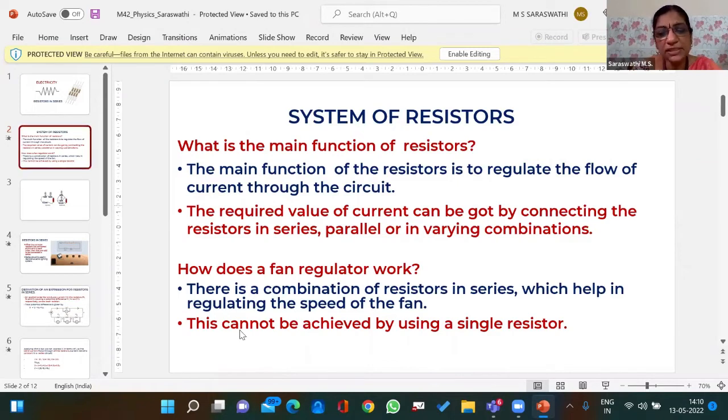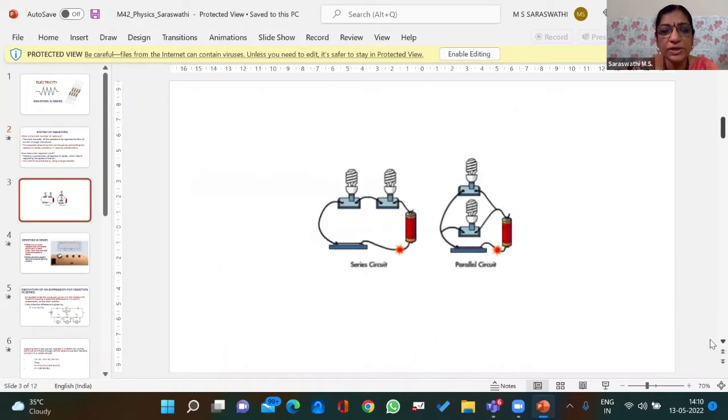So where do you find the system of resistors working? You find it in a regulator. It's a combination of resistors in series which help in regulating the speed of the fan. We regulate the speed of the fan using a regulator. So it is nothing but a system of resistors in series. There are two ways by which you can connect the resistors. One is in series, one after the other. The other one is the parallel connection.